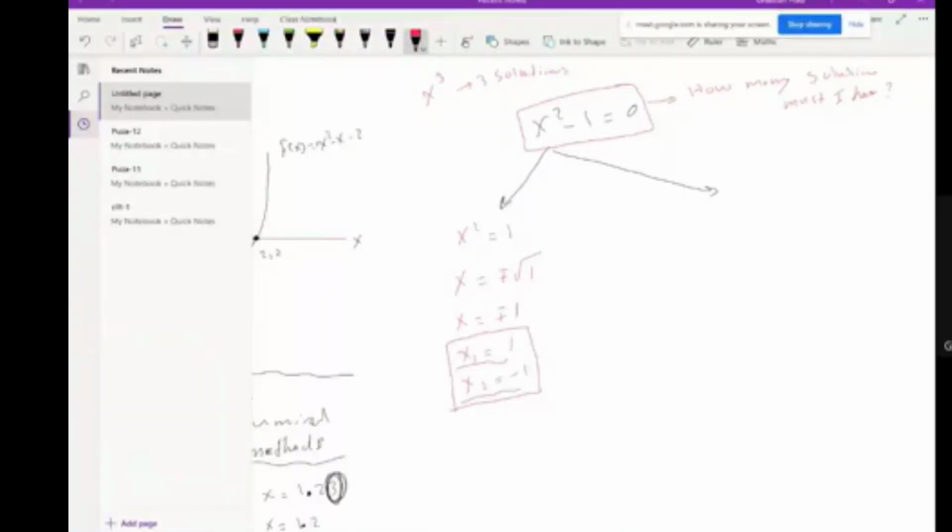Or I can solve this by difference of squares. This will be x minus 1 and x plus 1 equals 0. This is named the difference of two squares. So now either x equal 1 or x equal minus 1, x1 and x2. Always I have two solutions.